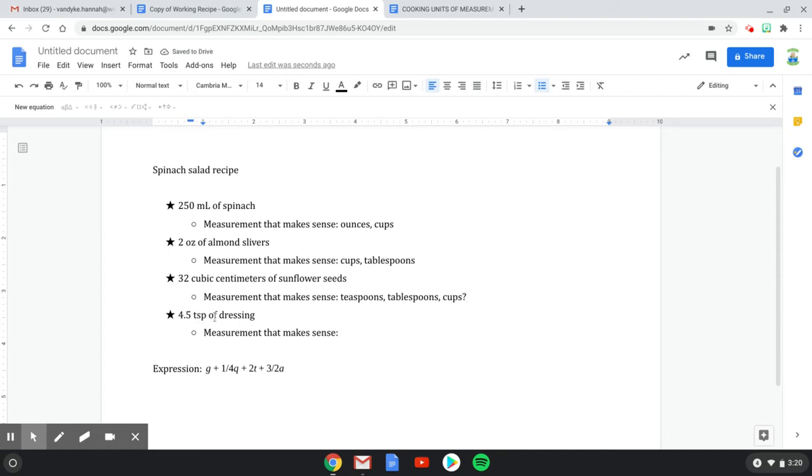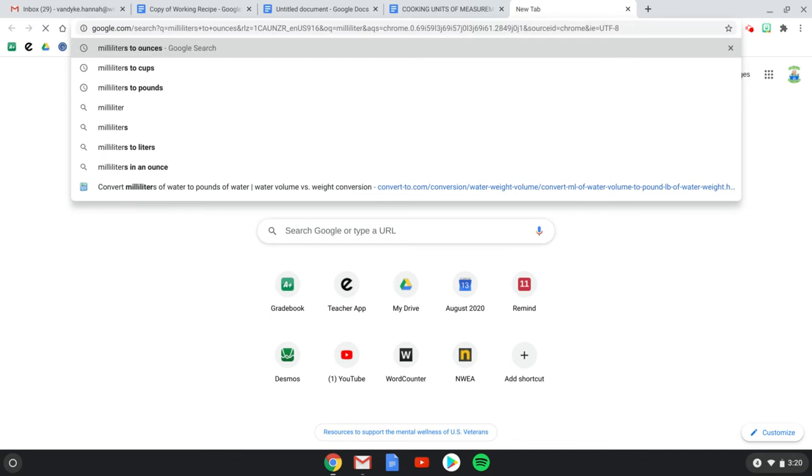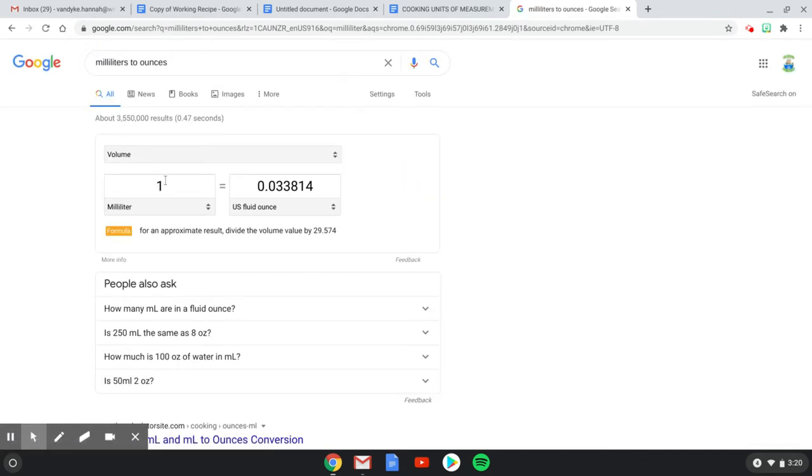And then for teaspoons of dressing, I'm going to try ounces. I'm also going to try tablespoons. Just anywhere where there's teaspoons, I'm going to try tablespoons. So starting with the spinach, if I'm going from milliliters to ounces here, I'm going to look up a converter, milliliters to ounces. And I have 250 milliliters. That gives me 8.45 ounces.